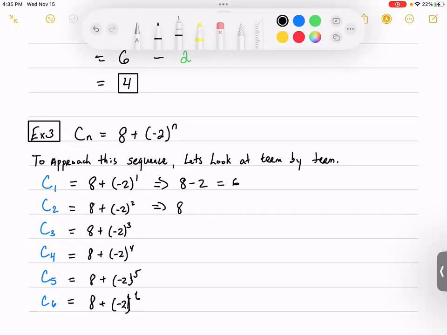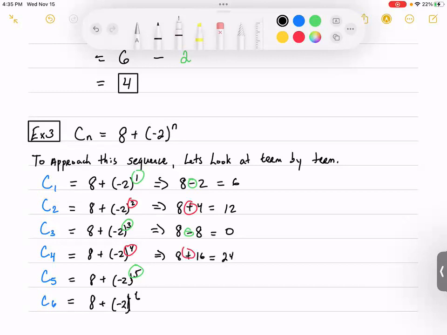All right, if I do 8 plus negative 2 to the third, that will be 8 minus 8, right? Because the power is odd. For your odd powers, you're going to get these negative numbers. So you're going to get what? 0. Then we have an even power. For the even powers, you should recognize that it's going to be positive. So what's negative 2 to the fourth? 16. So this gives us 8 plus 16.